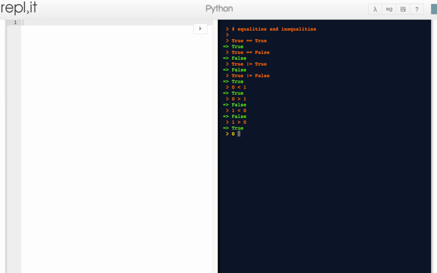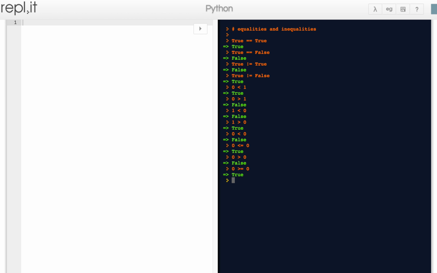We can also see if a value is smaller than or equals to another value. So is 0 smaller than 0? That's obviously false. However, if we say is 0 smaller than or equals to 0, then yes, that's true. Likewise, we can say is 0 greater than 0? And no, that's not the case. However, is 0 greater than or equals to 0? And yes, that's true.